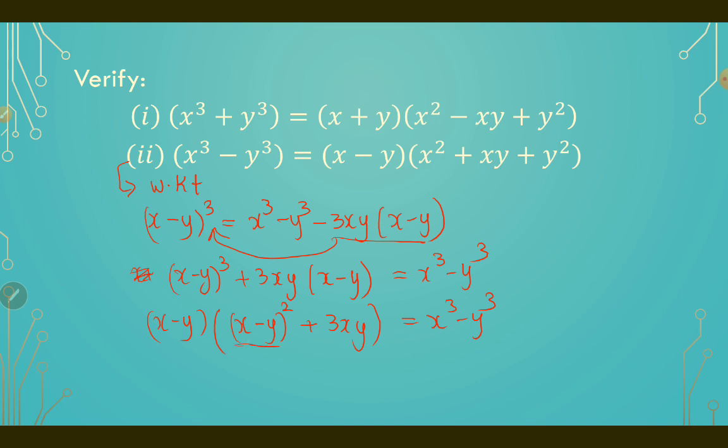Here, when I expand this, I get x square plus y square minus 2xy plus 3xy will give me x minus y into x square plus y square plus xy, which is equal to x cube minus y cube. Hence, it's verified.